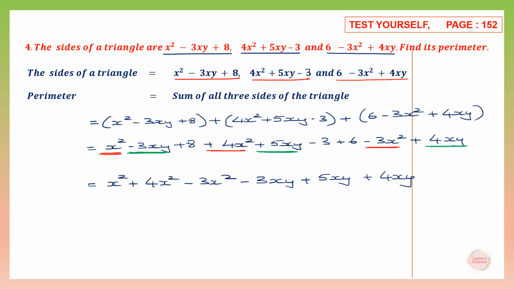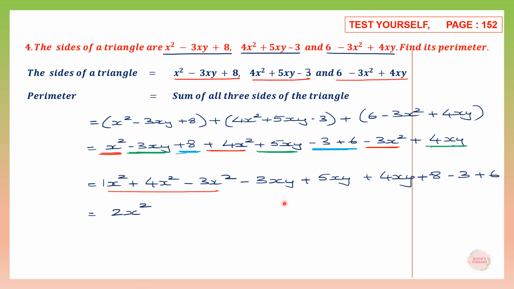Now let's look out for the whole numbers. So here we have plus 8, then here we have minus 3 and plus 6. So let's write that: plus 8, minus 3 and plus 6. So now we're going to work out all these like terms together and get a single term. So here this is 1 plus 4 minus 3. That is 1 plus 4 is 5, 5 minus 3 is 2. So that is 2x squared.